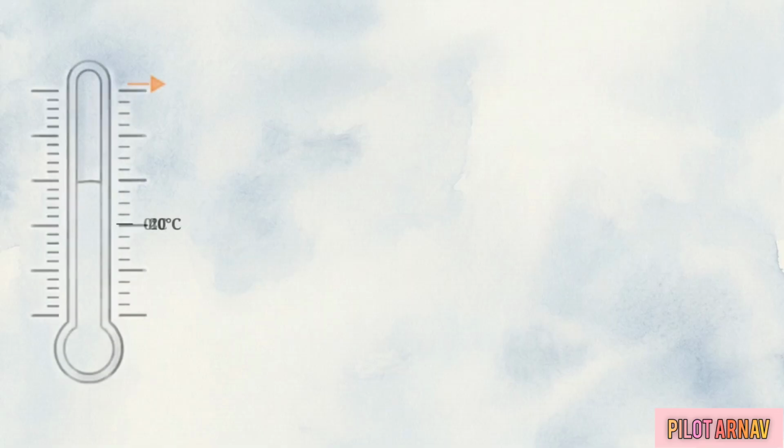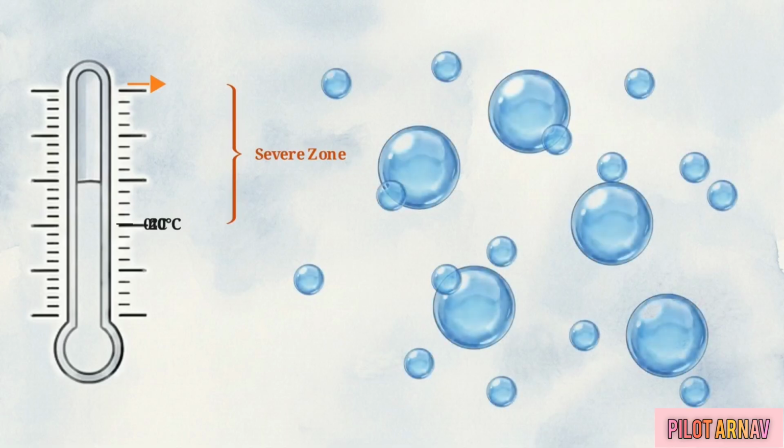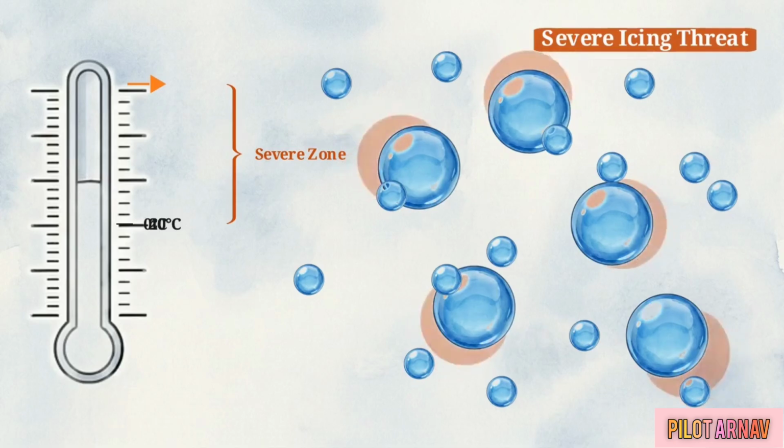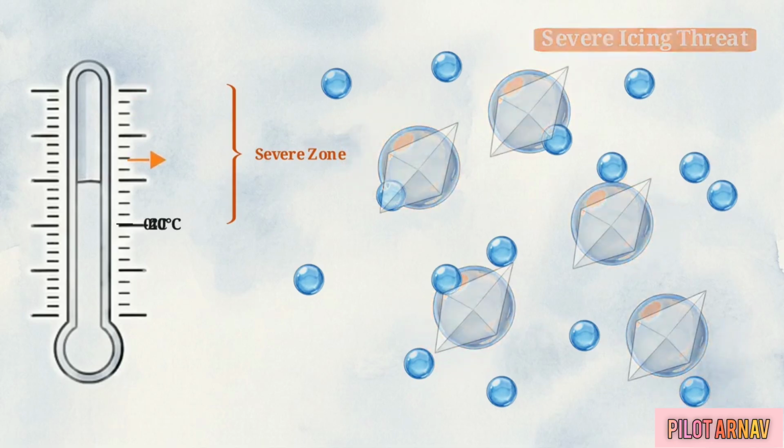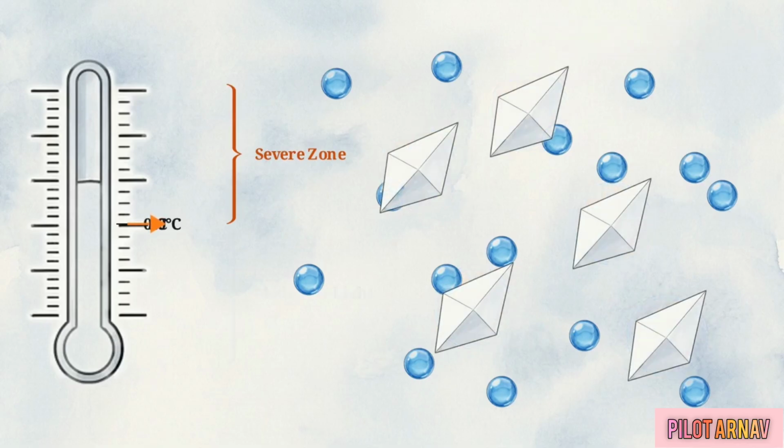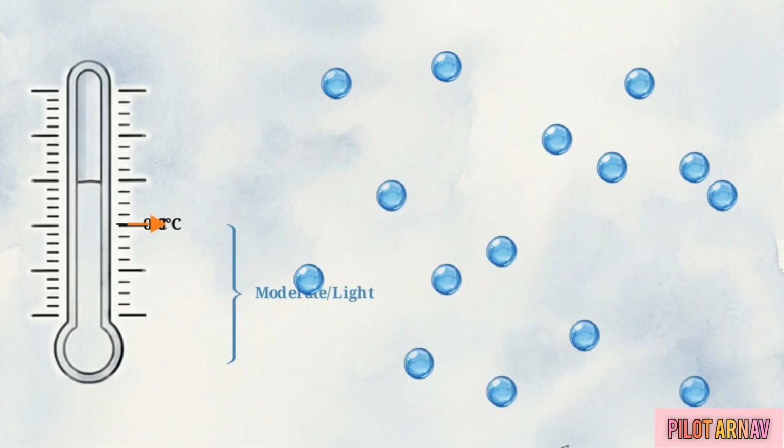This scale breaks down the risk zones. Between 0 and -20 degrees, the atmosphere holds small and large supercooled droplets. Large droplets carry significant mass, creating the highest risk zone for severe icing. Below -20 degrees, they freeze into solid ice. Between -20 and -40 degrees, only small liquid droplets remain, shifting the threat primarily to light icing.